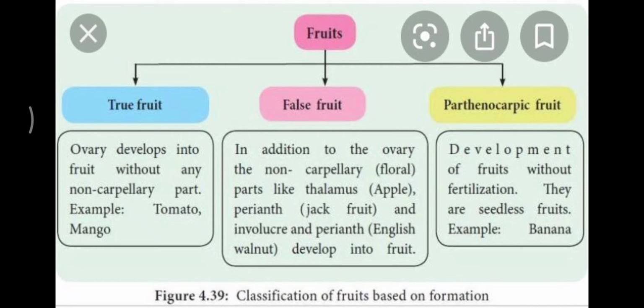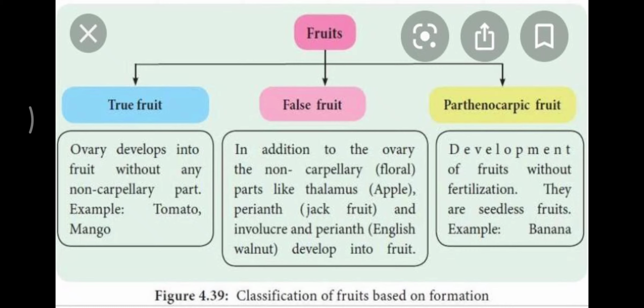So there are three types of fruits that can be seen here: true fruits, false fruits and parthenocarpic fruits. When the ovary develops into fruit, then it is known as true fruit. Mango is a true fruit. Now when the thalamus part develops into fruit after storing the food, then that is the false fruit. Cashew and apple are false fruits.